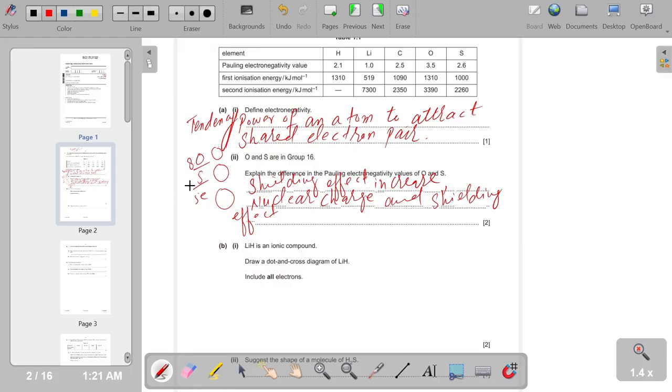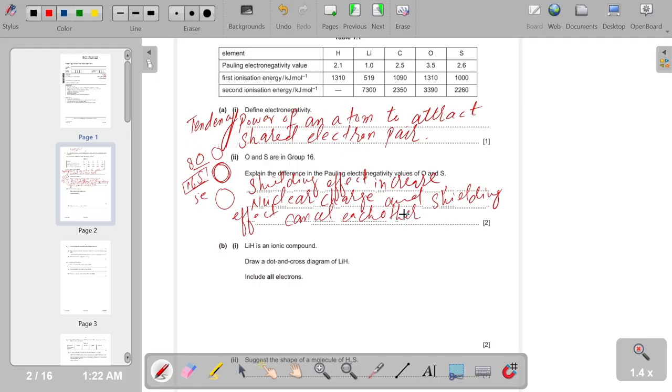Oxygen's atomic number is 8. Sulfur's atomic number is 16. It means it has more nuclear charge, and the number of protons is greater. But the thing is, the size is bigger. When an extra shell is added, there is a greater shielding effect. So nuclear charge and shielding effect will cancel each other out.